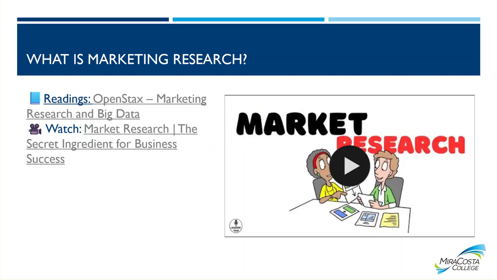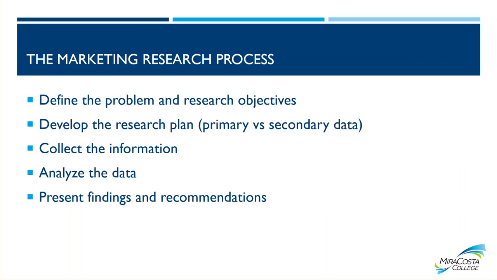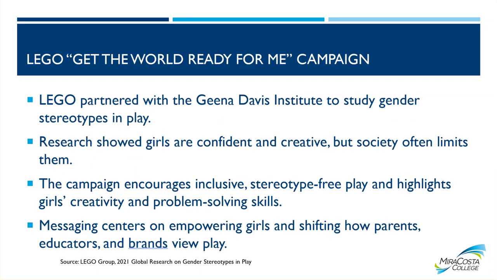To learn a little bit more and to go a little deeper, read the chapter here in OpenStax's Marketing Research and Big Data, and also watch the video here, Market Research, the Secret Ingredient for Business Success. The marketing research process: you want to define the problem and research objectives, develop the research plan, primary versus secondary data, and we'll go over that a little bit more, collect the information, analyze the data, and then present findings and recommendations.